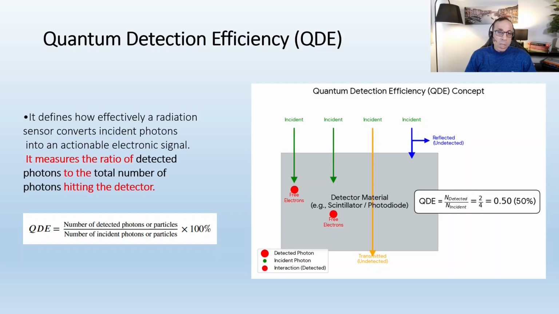In here, for example, we have 4 photons, and from the 4 photons we detected only 2 of them. Here, 1 couldn't be detected, and the other one is reflected. So we have two detections here. So QDE will be 50%.